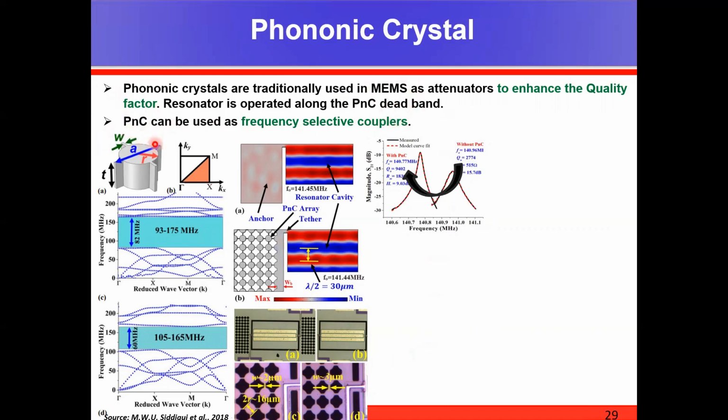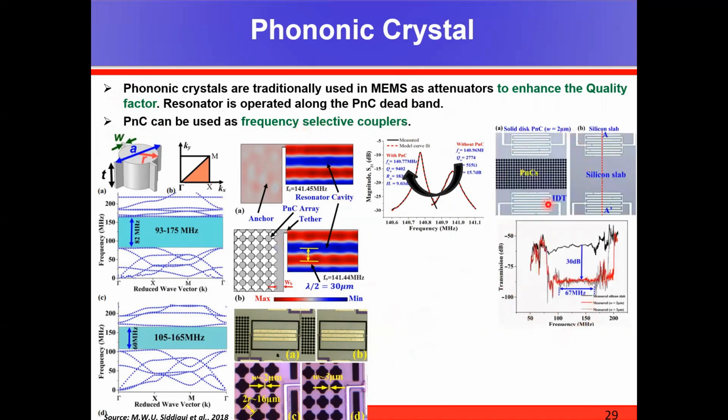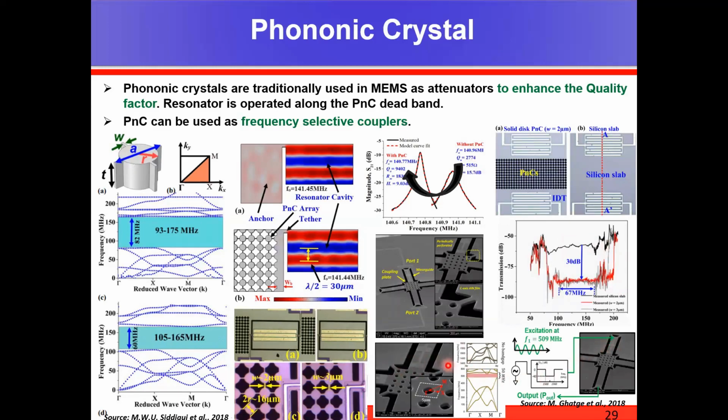Now, let us see how PNC can be used as frequency selective couplers. In the first example, the PNC is used to attenuate the coupling between two resonators. As you see over here, without PNC, there's larger coupling. With PNC, there is lower coupling. Whereas in the second case, the PNC is designed such that for the first fundamental frequency, the PNC has a dead band, whereas for the third harmonic, it does not have a dead band. Hence, it couples the energy from the fundamental to the third harmonic.